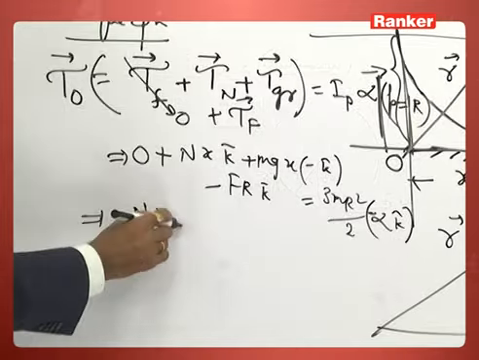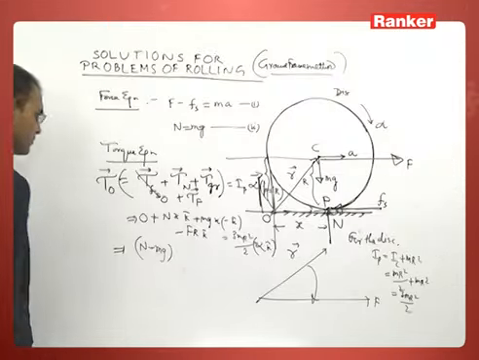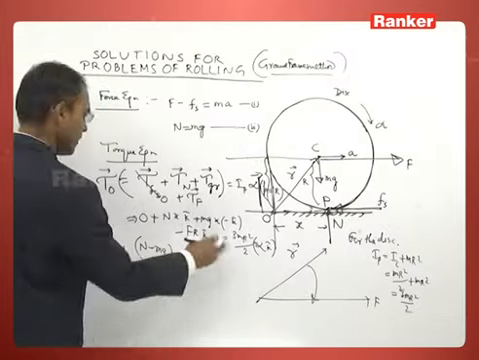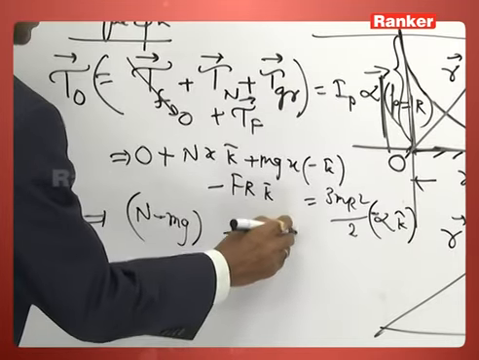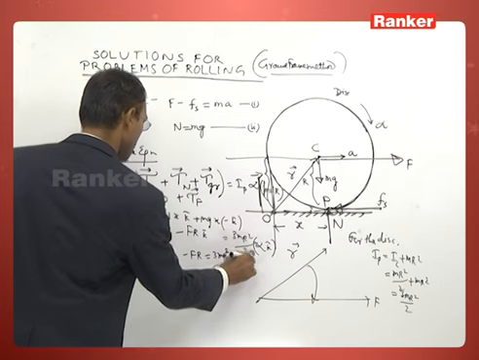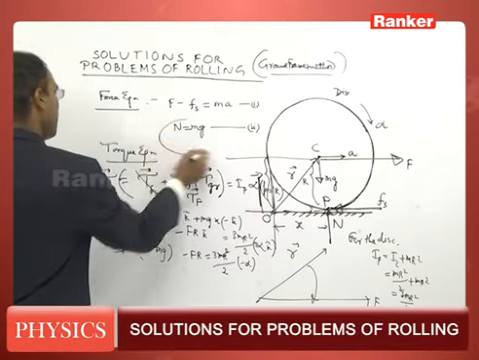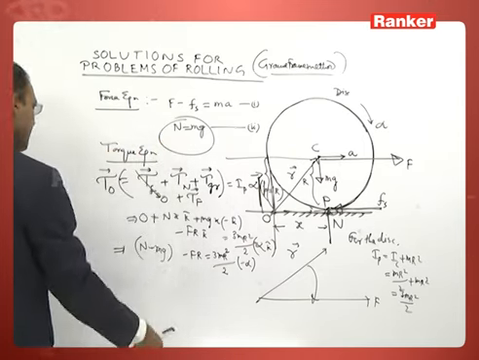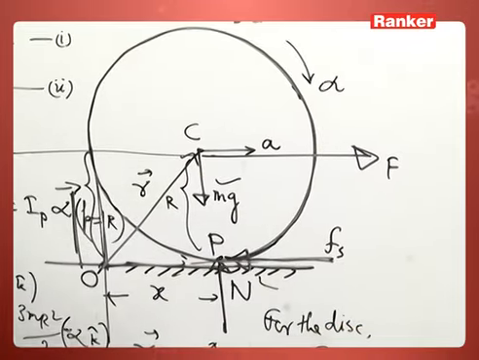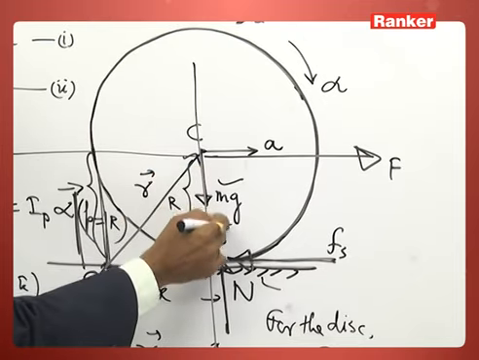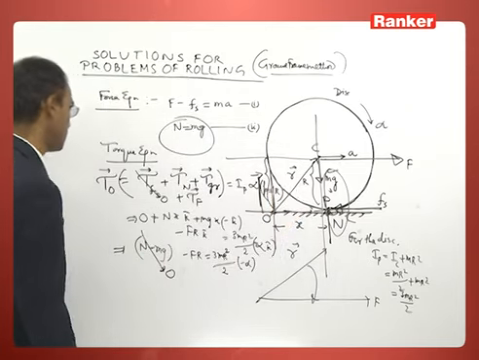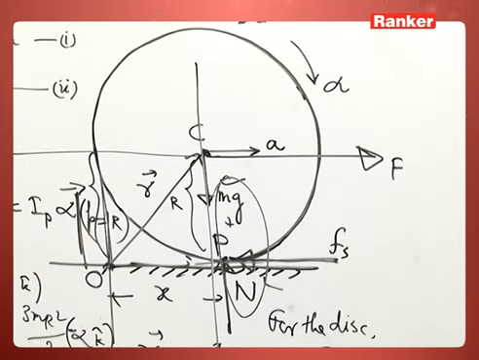This gives us n plus n minus mg, k cap, minus fr k cap, or you can just write, removing k cap from both sides, is equal to 3 mr square by 2 into minus alpha. And Newton's second law of translation along the vertical direction shows that n is equal to mg. So n minus mg will be equal to 0. Therefore, these two forces are equal and opposite, and they are collinear. In this also you can say that the sum of torque produced by these two forces about any point will be 0. Directly also you can write this. So net torque is produced by the applied force about this point, and that's equal to minus fr k cap.